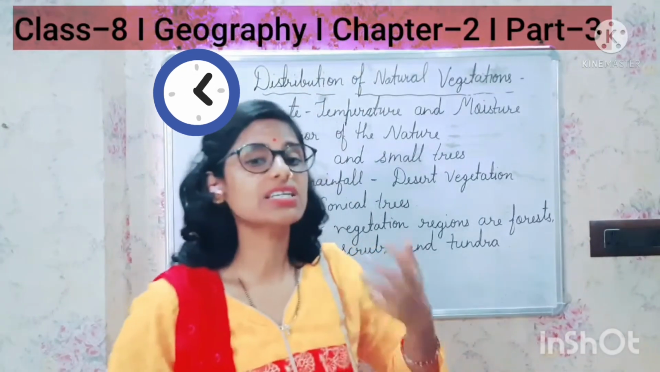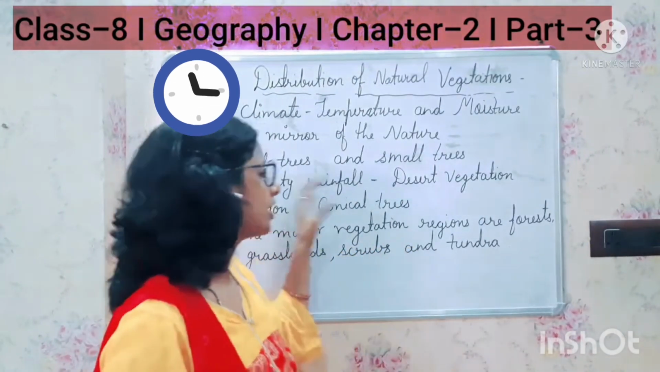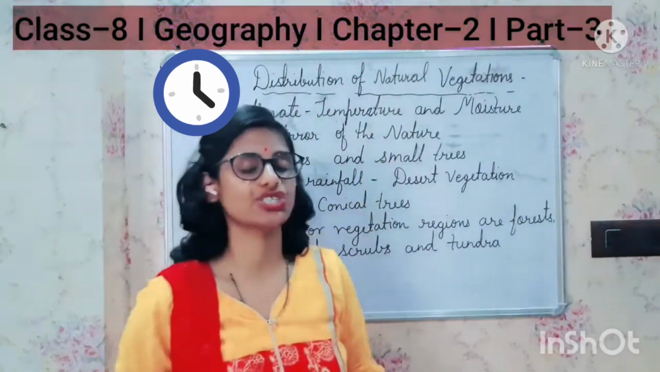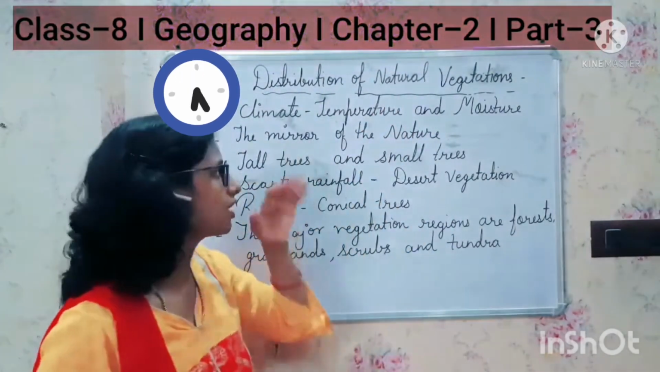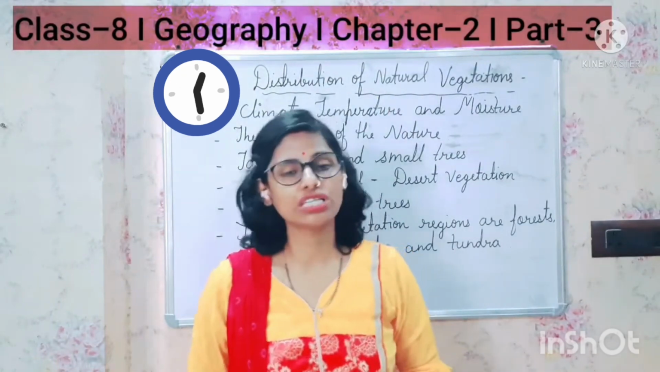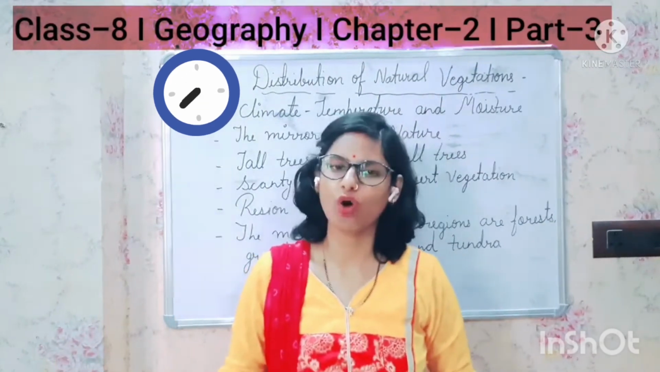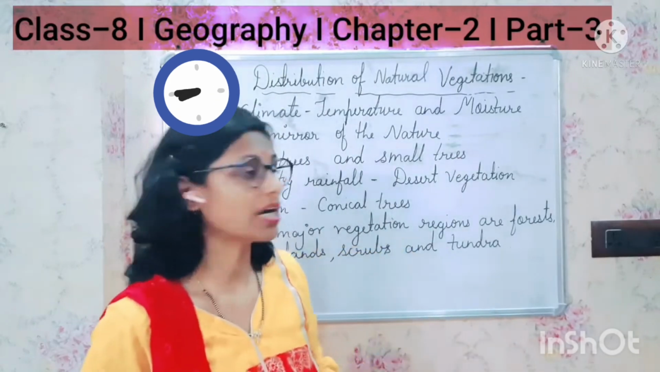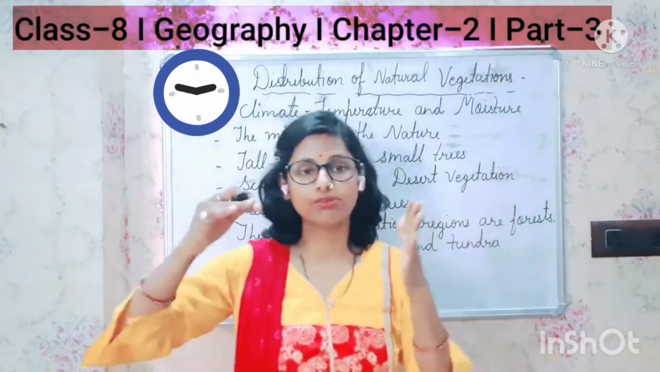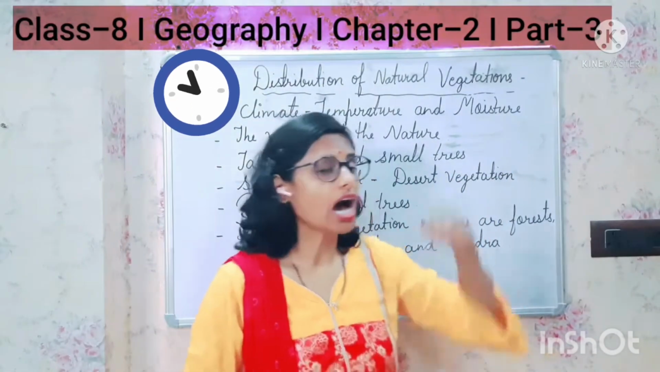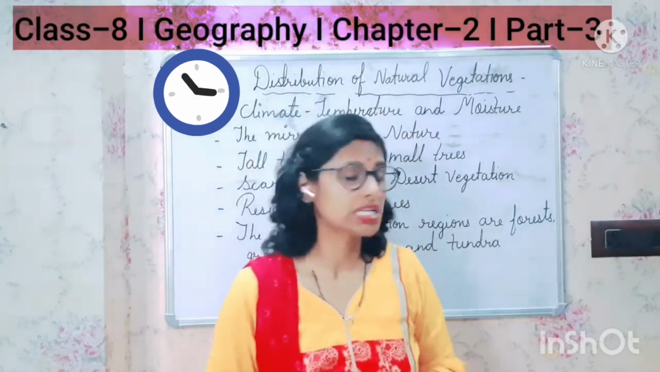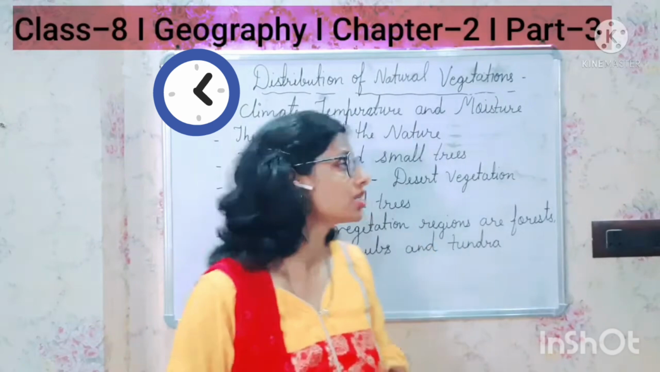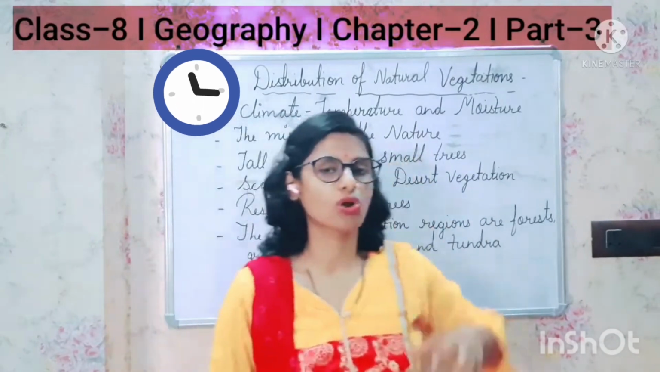So, as a result, it has also been known as the mirror of nature. This natural vegetation is also known as the mirror of nature. Where there is high rainfall, we will find tall trees. But as the rainfall decreases, the height of the plants also decreases, and in places where there is less rainfall, we will find small trees.